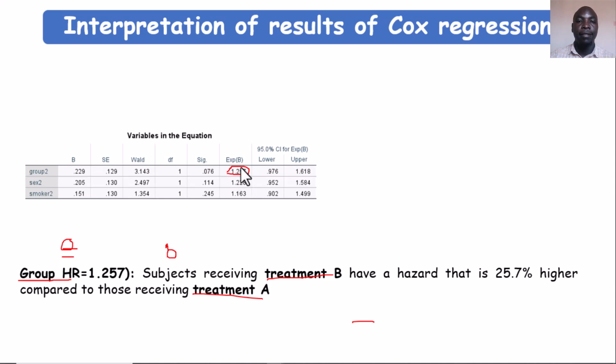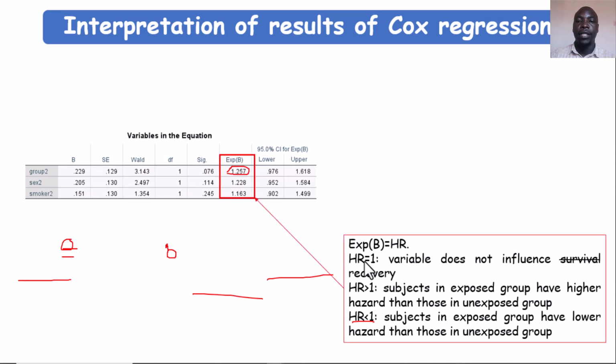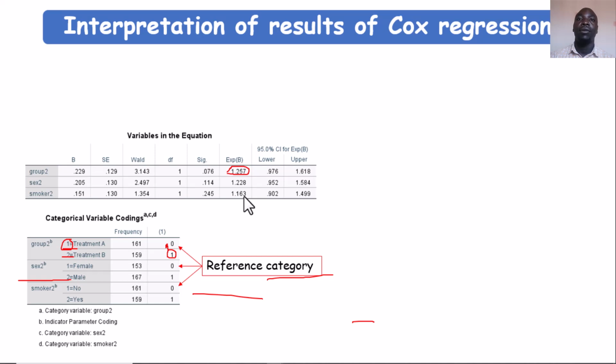How do we get these values? Remember, a hazard ratio of 1 shows that there is no influence, so for any value that we get here, it is a matter of first removing that baseline of 1 and then multiplying by 100. That's why we remain with 25.7%, here we remain with 22.8%, and here we have 16.3%. So that's how to interpret the outputs of Cox regression.